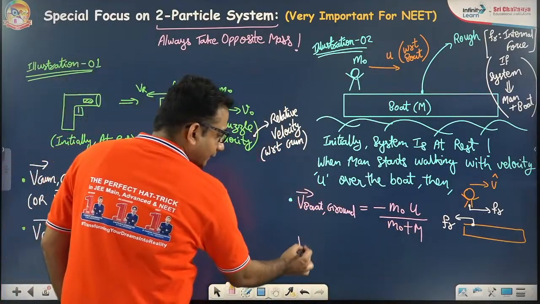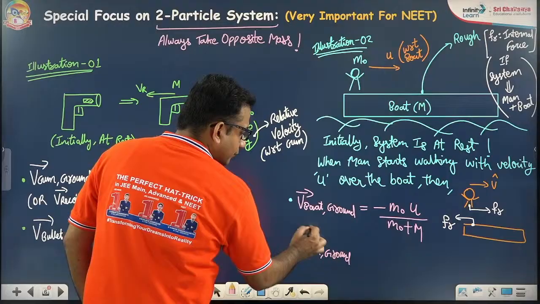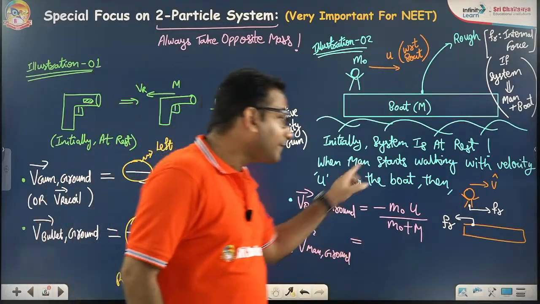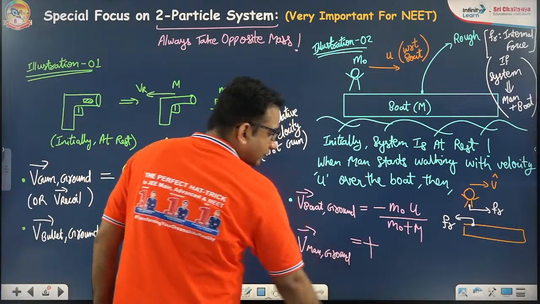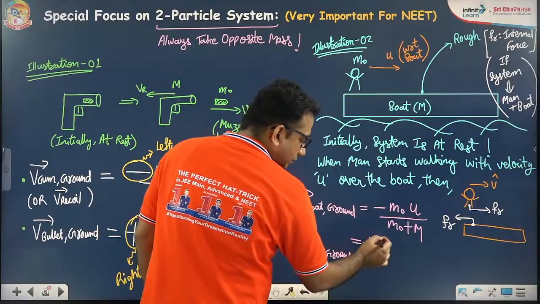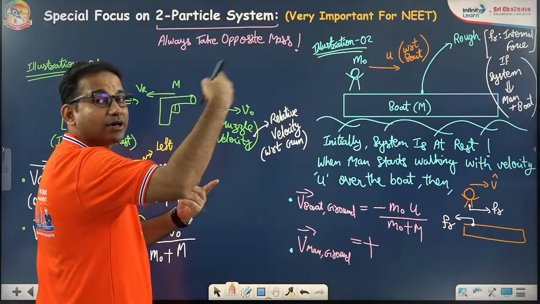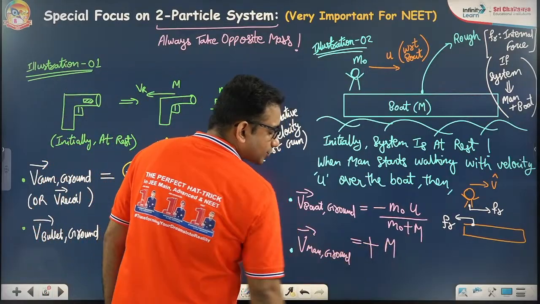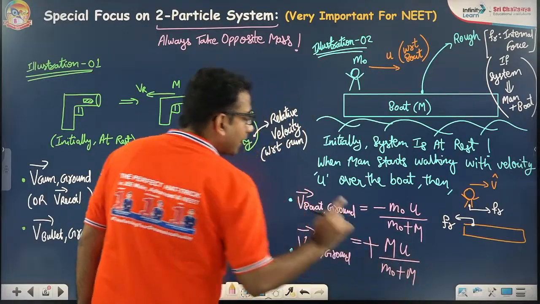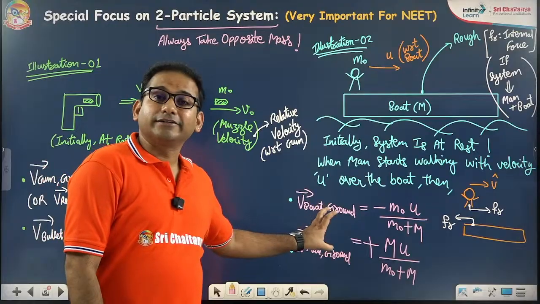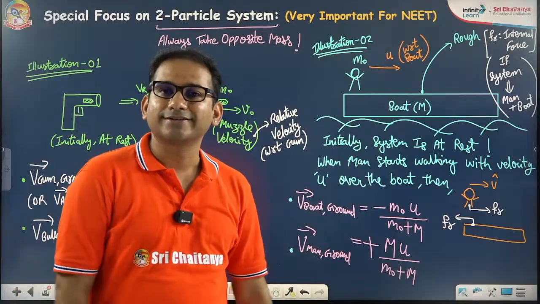Once again, if the examiner is asking you the actual velocity of the man with respect to ground. So the actual velocity of the man with respect to ground, effectively the man is moving in the forward direction. If the man is moving in the forward direction, then that will be plus. Always take the opposite mass. If you are writing the velocity of the man, then whose mass is to be taken? Opposite, the boat's mass. So that is the mass of the boat, capital M, into relative velocity u by m0 plus capital M. Again, since you are writing the vectors, these negative and positive signs are only going to contribute in the directions, not in the magnitude.